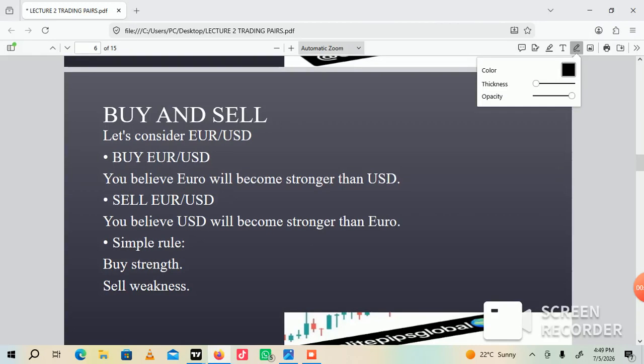Again, we come to the next part, which is talking about buying and selling. Let's consider Euro USD. Buy Euro USD.